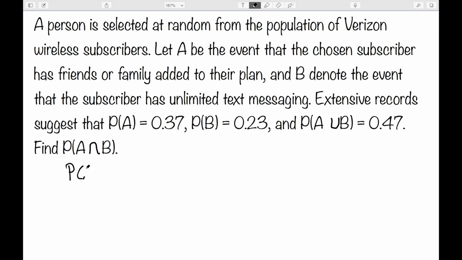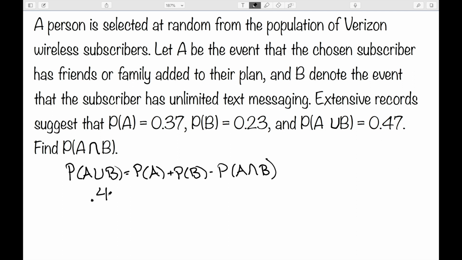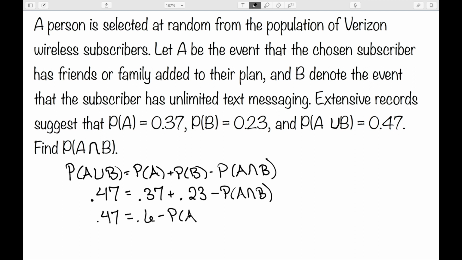My addition rule tells me the probability of A union B is equal to the probability of A plus the probability of B minus the probability of A intersect B. Well, we know A union B is 0.47. The probability of A is 0.37. B is 0.23. And then I don't know the intersection. This is what I'm trying to find. This gives us 0.47 is equal to 0.6 minus the probability of A intersect B. And then solving this equation gives us that the probability of A intersect B is 0.13.